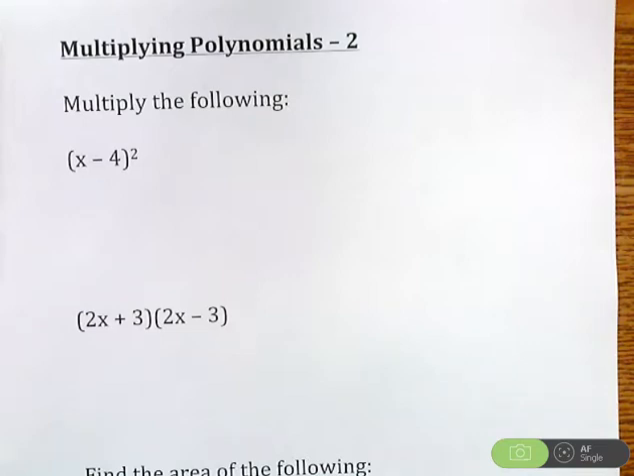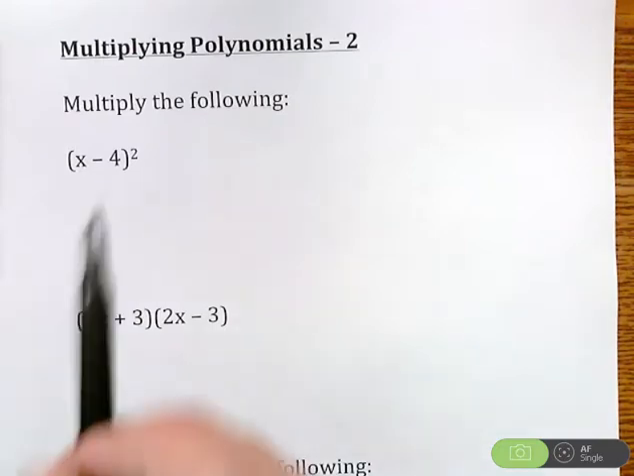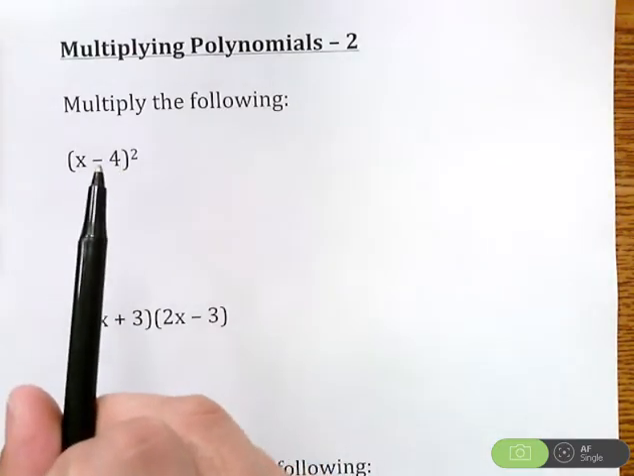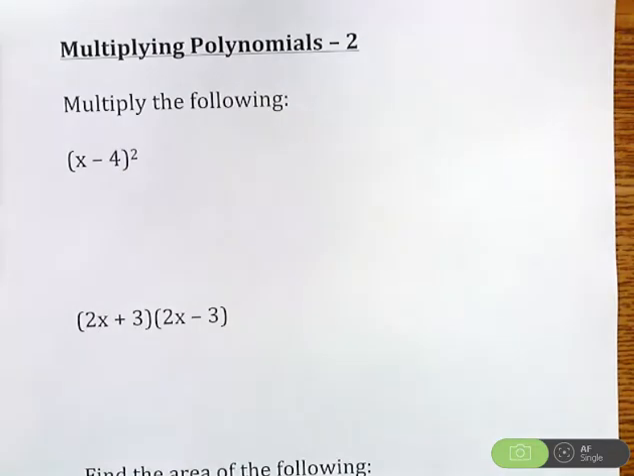All right, let's talk about some more multiplying polynomials. So we're going to multiply the following. First example I have here is in parentheses, I have x minus 4 squared.